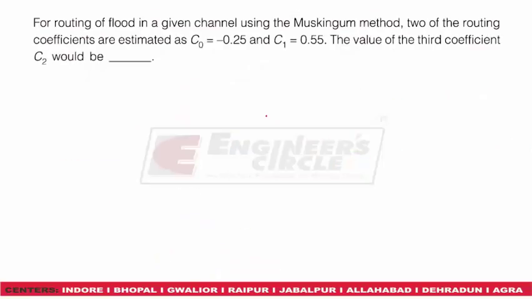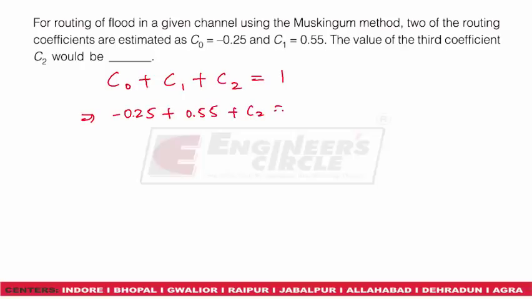The next question is: for routing of flood in a given channel using the Muskingum method, two of the routing coefficients are estimated as C0 = -0.25 and C1 = 0.55. The value of the third coefficient C2 would be. So it is a direct question because we know that the sum of coefficients C0 + C1 + C2 is equal to 1, which implies -0.25 + 0.55 + C2 = 1. So from here C2 will be equal to 1 - 0.55, that is 0.45, plus 0.25, that is 0.7. So 0.7 will be the answer.